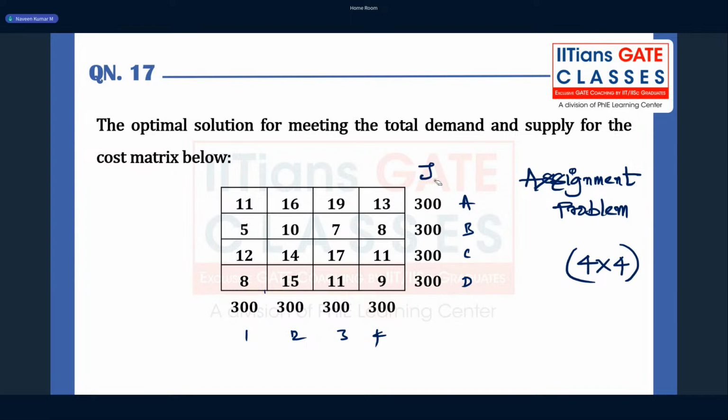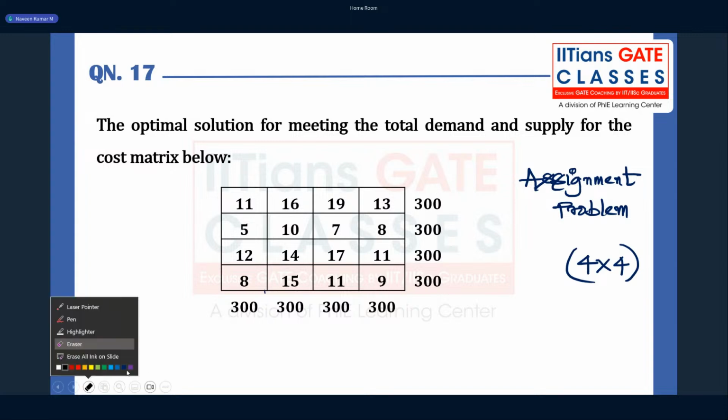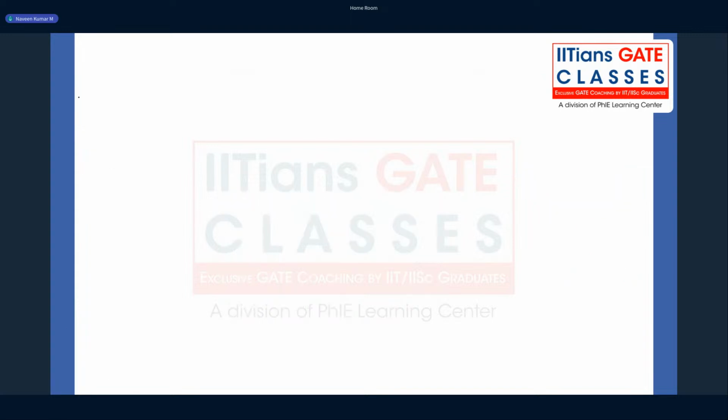So here, let me take the matrix simply instead of doing all these things. In an assignment problem, what do you do? You first try to find the initial solution by subtracting the row minimum. You take the row minimum subtraction and the column minimum subtraction, and then you get the matrix out of it, right? So let's go for the column minimum subtraction.